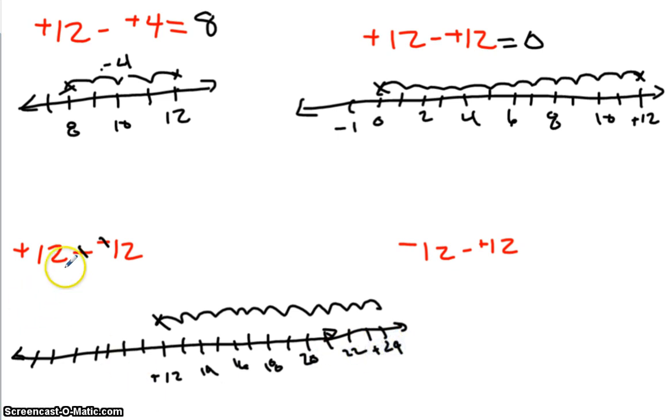So a positive 12 minus a negative 12. If I rewrite this as my original problem, positive 12 minus a negative 12, I'm going to get a positive 24. And the reason why is that subtraction of one of our values is the same thing as adding the opposite. And you've heard me say that a couple of times over the past couple of days.